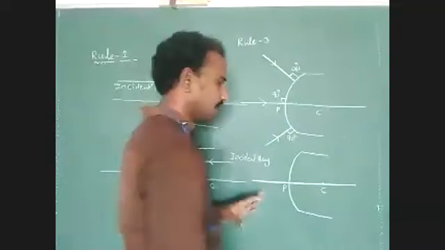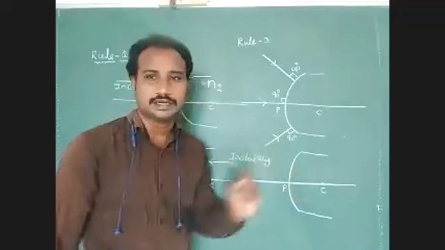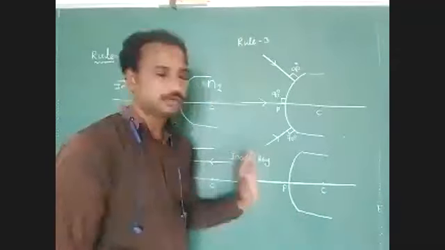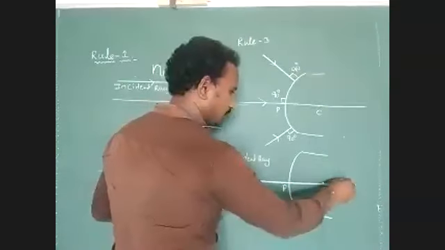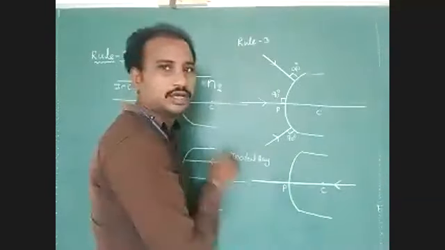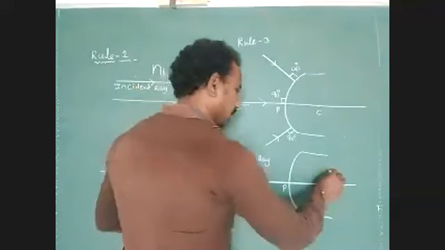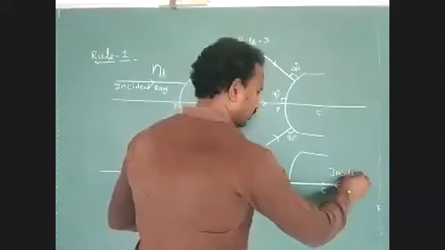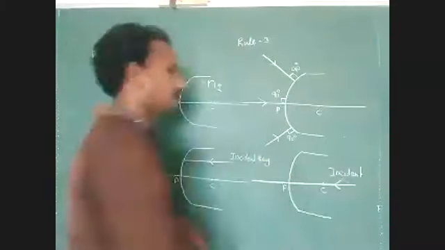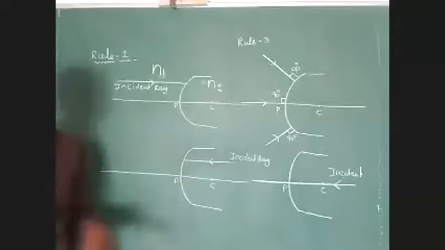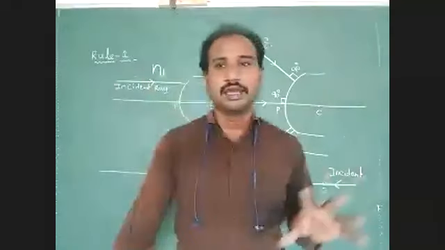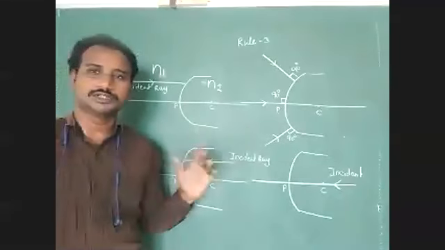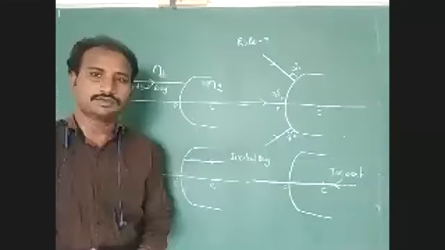Now we consider the direction of the incident ray. The direction of the incident ray is from denser optical medium to rarer optical medium. Represent the direction of the incident ray from denser optical medium to rarer optical medium. These four rules are related to the convex curved surface.